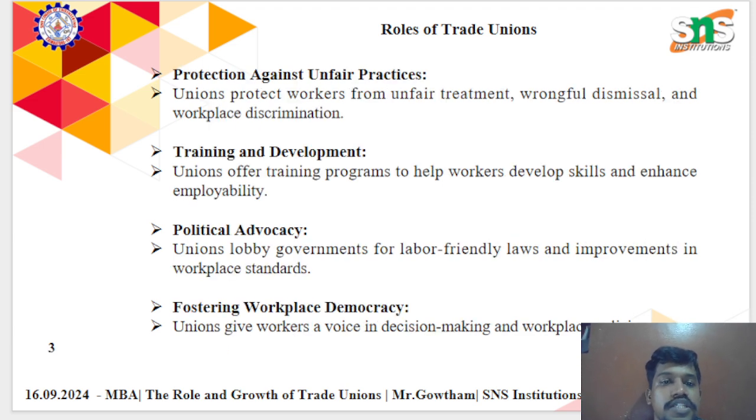Then there are the protection of rights and safe practice, training and development, political advocacy, and workplace democracy. These are things that commonly happen inside an organization. Situations can arise at any time, so a person from the trade union is needed to resolve these problems, taking them out of the organization and resolving them through the trade union people.